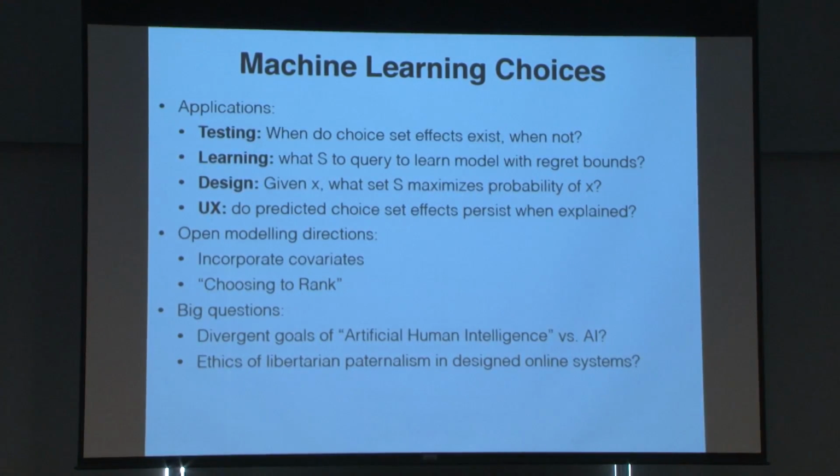The biggest questions that come out of this are that there's actually divergence between artificial human intelligence and artificial intelligence. These are models that are modeling human bias, really, that we're trying to exploit, and what does that mean, and why should we be doing that, or what are the returns on that? And then there's the question about the ethics of libertarian paternalism or maternalism, given that we now know how to design these systems. Should we be doing it, et cetera?